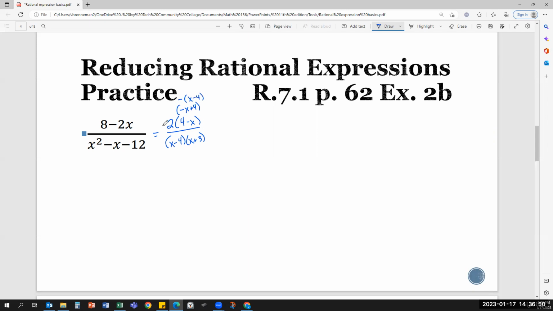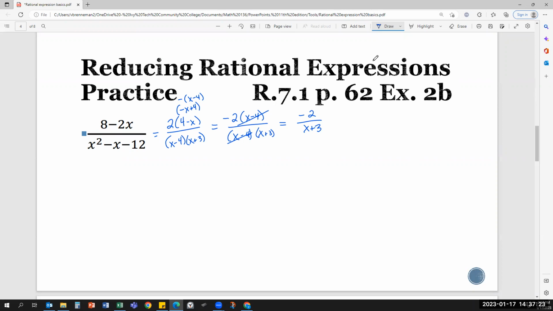So if I just switch signs on each of those, I can instead have this be negative 2 times x minus 4. If you want to switch the direction of subtraction, you can do that by factoring out a negative. So now we have the x minus 4 on the bottom and on the top that cancel, and we're left with negative 2 on top, x plus 3 on the bottom.